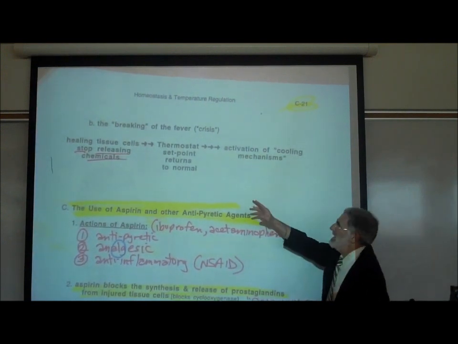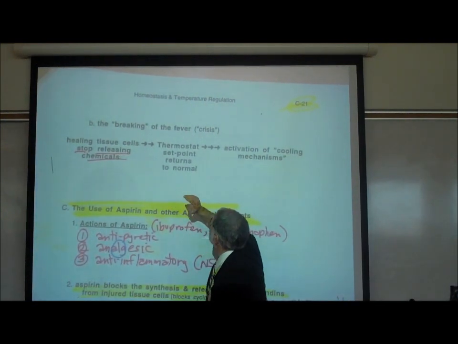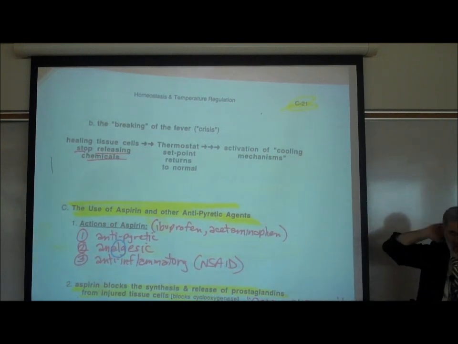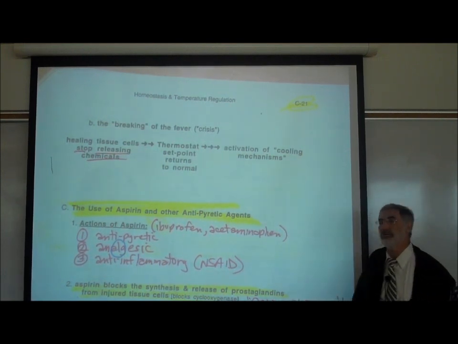All right, so let's summarize how the fever broke on page C21. So the healing cells stop releasing the chemicals, the thermostatic set point drops back down to normal, and the temperature control center activates the cooling mechanisms.